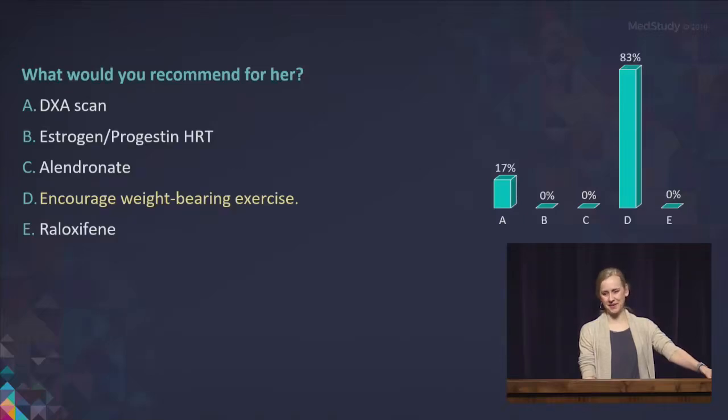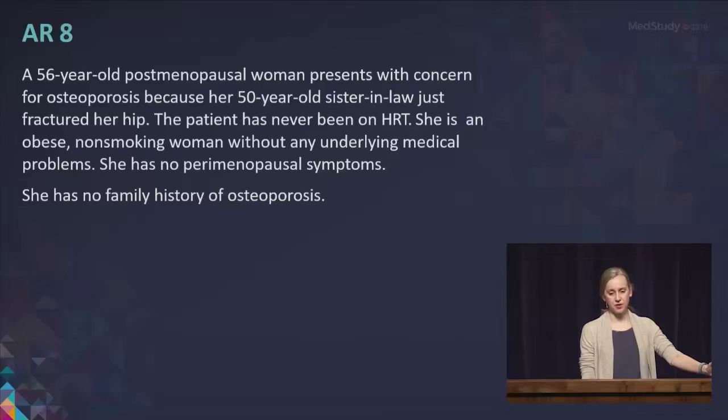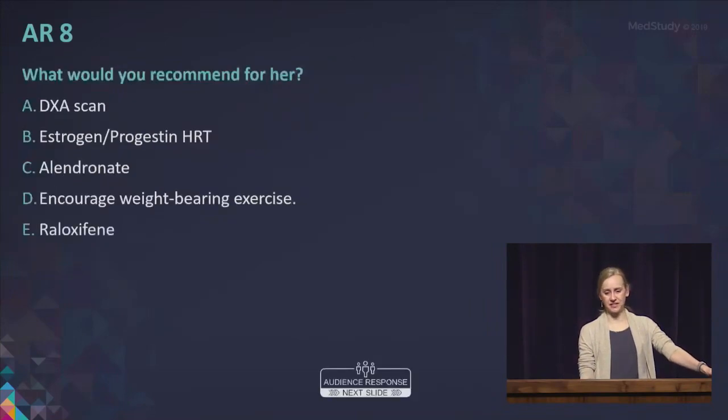Good. Encourage weight-bearing exercise. I think that you guys are right that this DEXA scan is the main detractor. And I think if she was over 65, or if we found a bunch of risk factors, then we would be very quick to reach for that. But in the context of no risk factors, it's her sister-in-law, so it's not a relative, right? If it was her mom or her sister, then I think that you guys would be right to choose the DEXA scan.